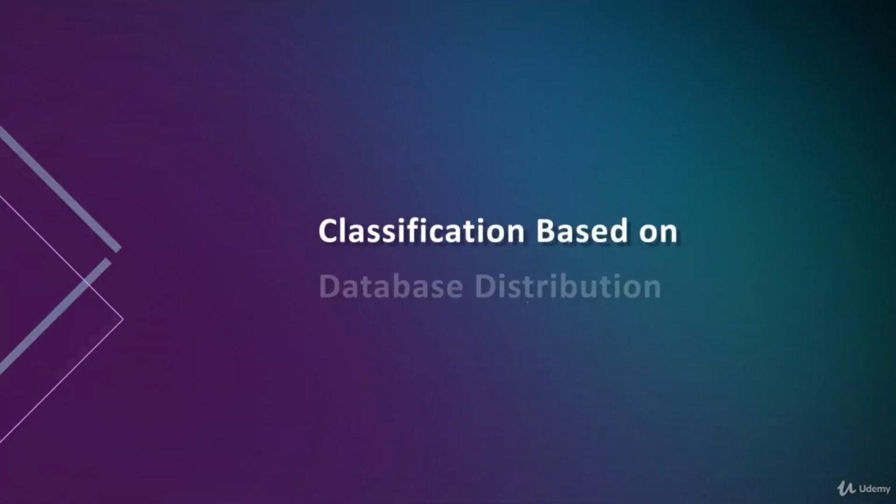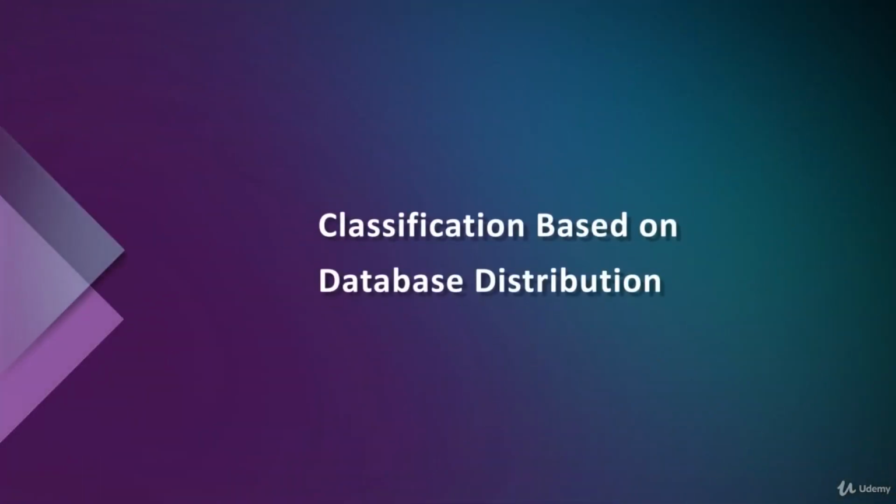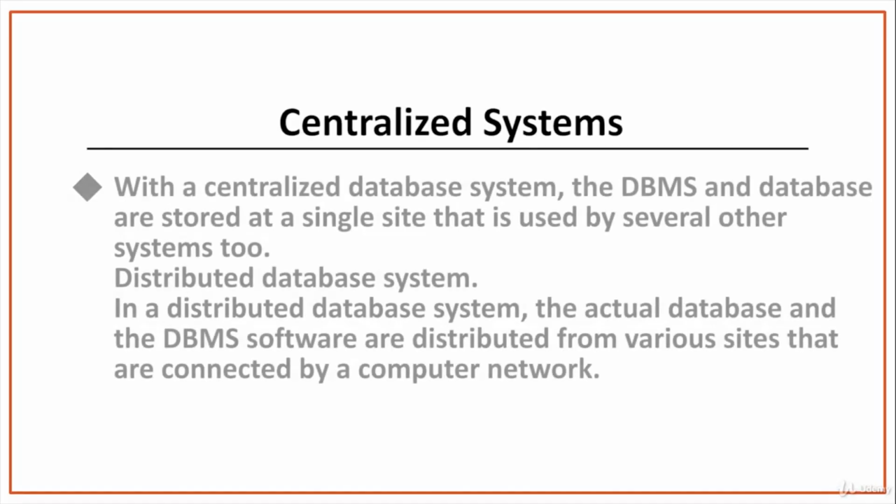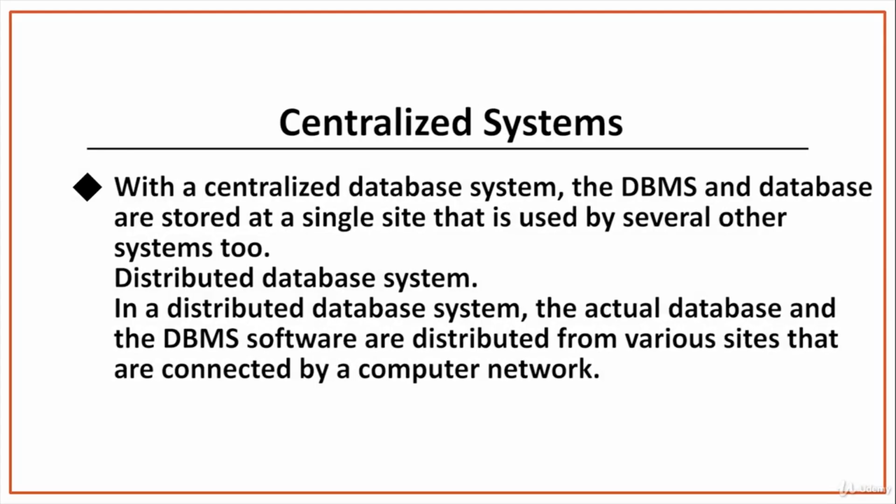And then classification based on database distribution. There are four main distribution systems for database systems, and these in turn can be used to classify the DBMS. First is the centralized systems. With a centralized database system, the DBMS and the database are stored at a single site that is used by several other systems too. And then you have your distributed database system.